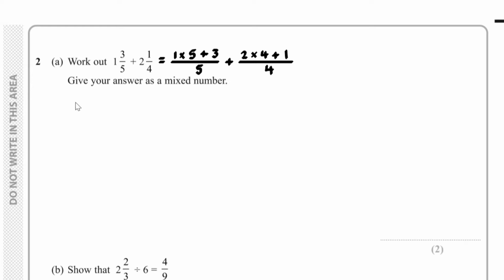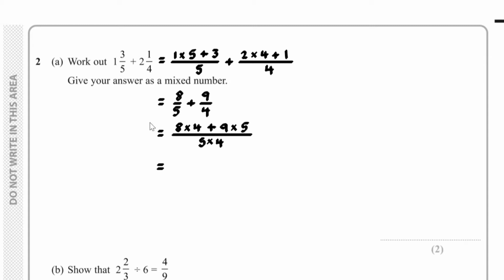So now let's simplify these results. 1 times 5 plus 3 divided by 5, that's 8/5. Then we add to this, well, we've got 2 times 4 plus 1, which is 9, and we divide that by 4. We have 9/4. So we have 8/5 plus 9/4, which we need to work out. So to work this out, we've got 8 times 4 plus 9 times 5, and then we divide this by 5 times 4.